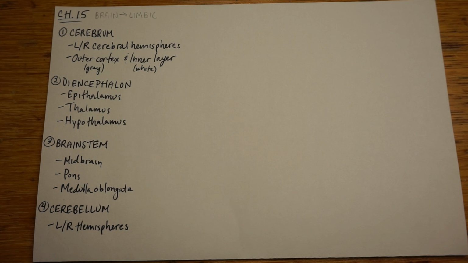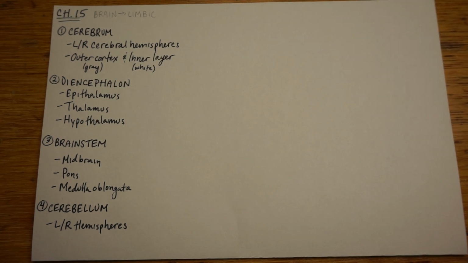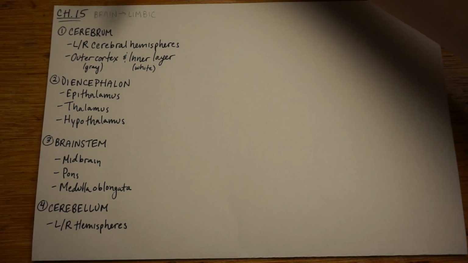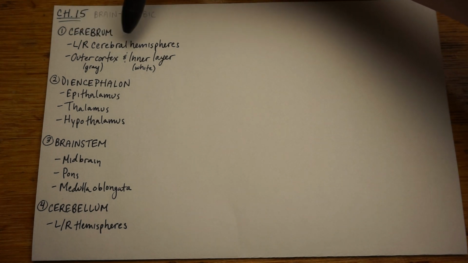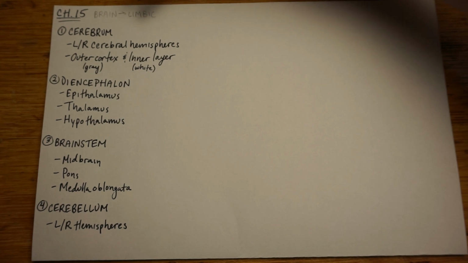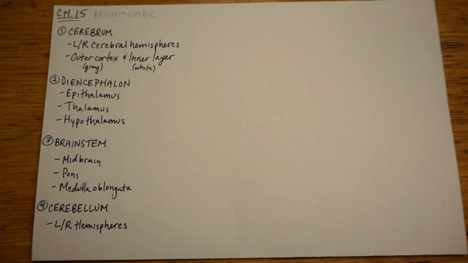So first off, there are four major parts of the brain. The cerebrum is the part that you think of when you think of the brain. If you were to draw one or see one in a cartoon, this is what you think of: the big folded part of the brain that has both the left and right hemispheres. Then something maybe you aren't as familiar with is the diencephalon, the brainstem, and the cerebellum. So we're going to go through each of these. First, we're going to start with the cerebrum.